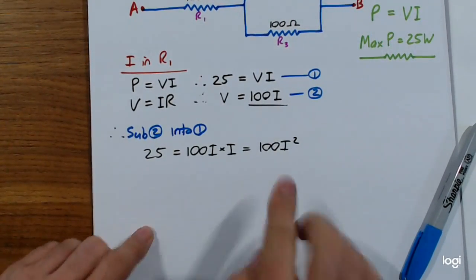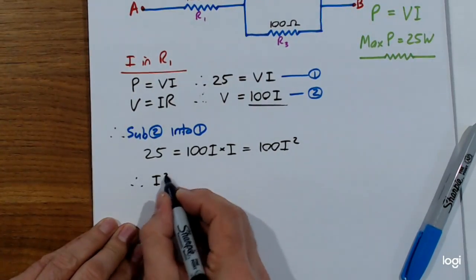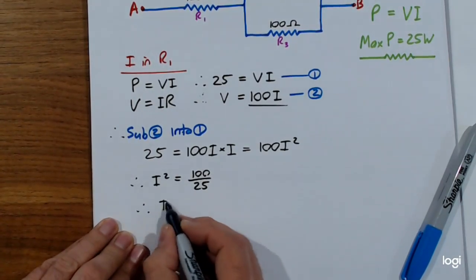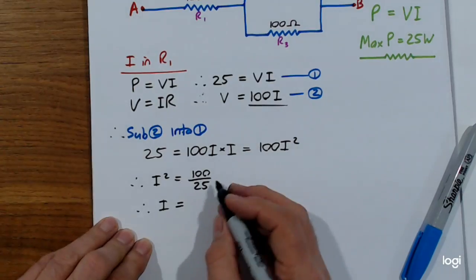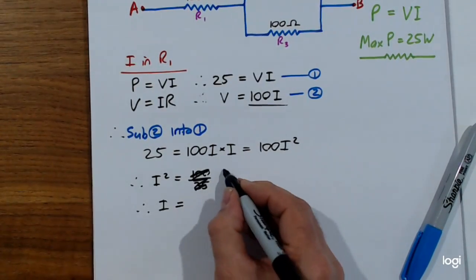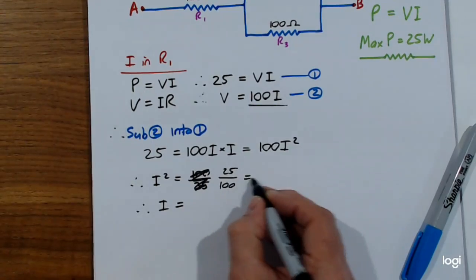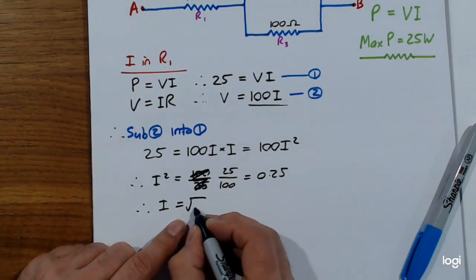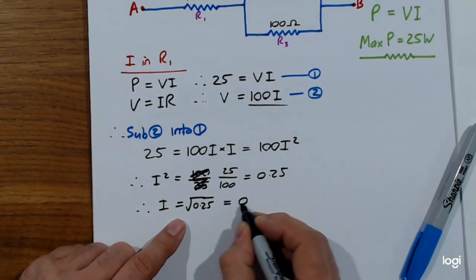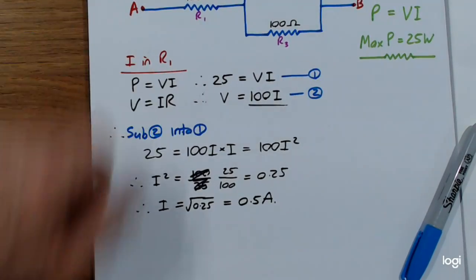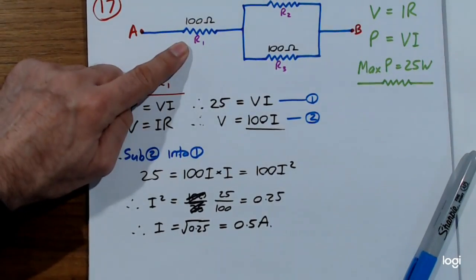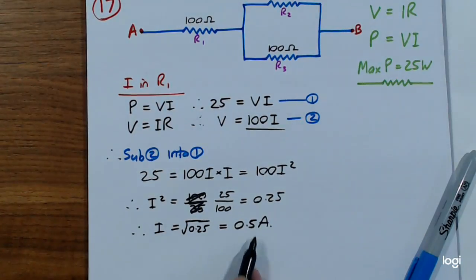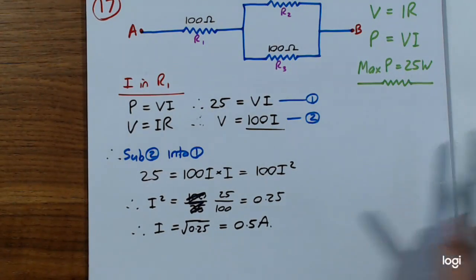So I'm going to juggle that around. Therefore, I squared equals, I'm sorry, I did that upside down, it's 25 over 100, which is 0.25. Therefore, I is the square root of that, which is 0.5. So we've just found out a key thing here: when this resistor is maxed out, getting its total amount of power, it's got half an amp of current going through it. That's important.